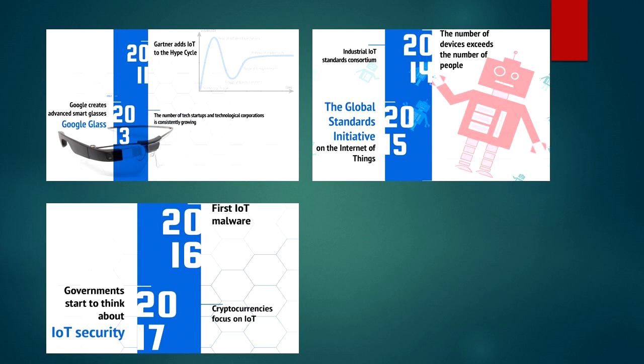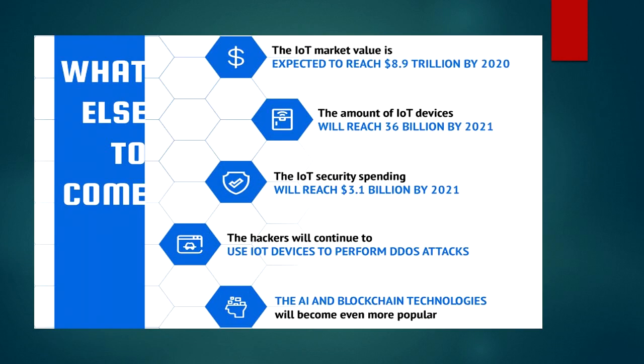The Global Standards Initiative on the Internet of Things was in 2015. The first IoT malware appeared in 2016, and by 2017 governments started to think about IoT security and cryptocurrencies focused on IoT. Okay, not only this, but what else is to come?